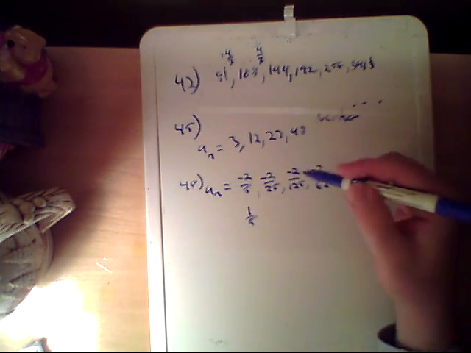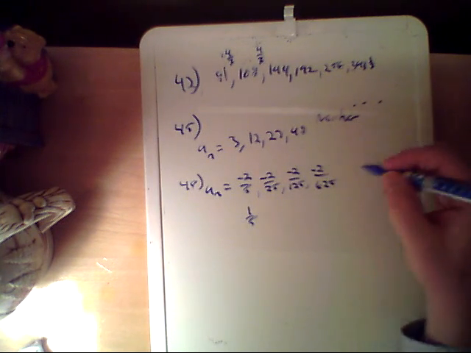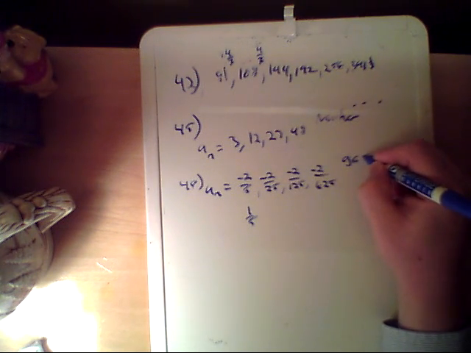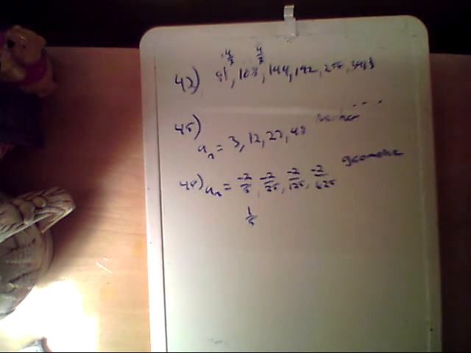So our common ratio is 1/5 throughout all these terms here. So this is geometric because we have a common ratio.